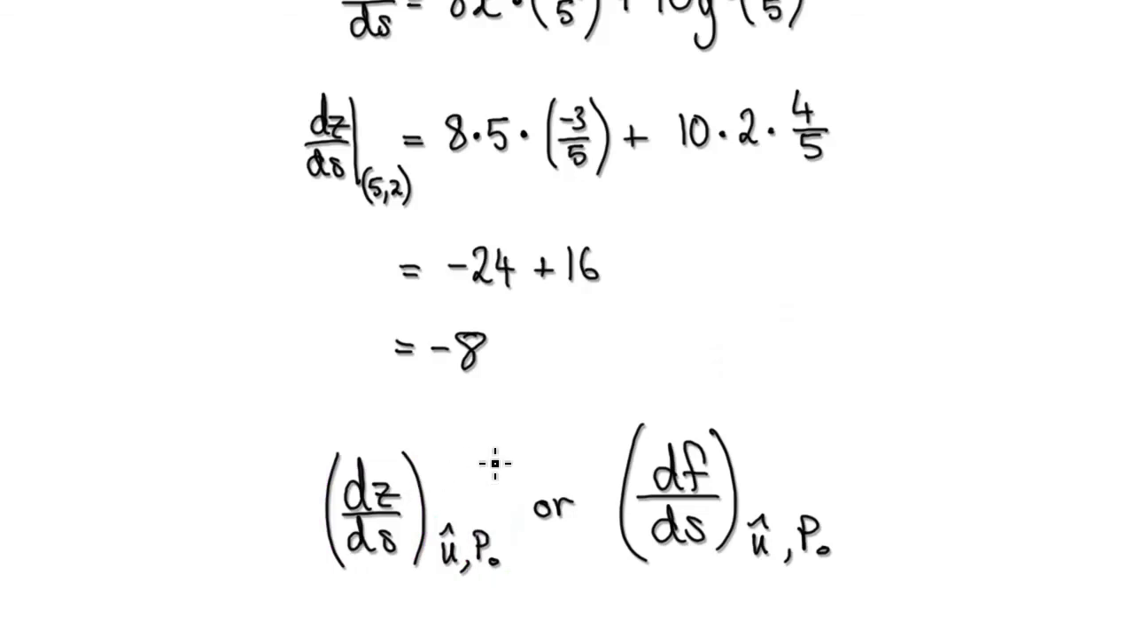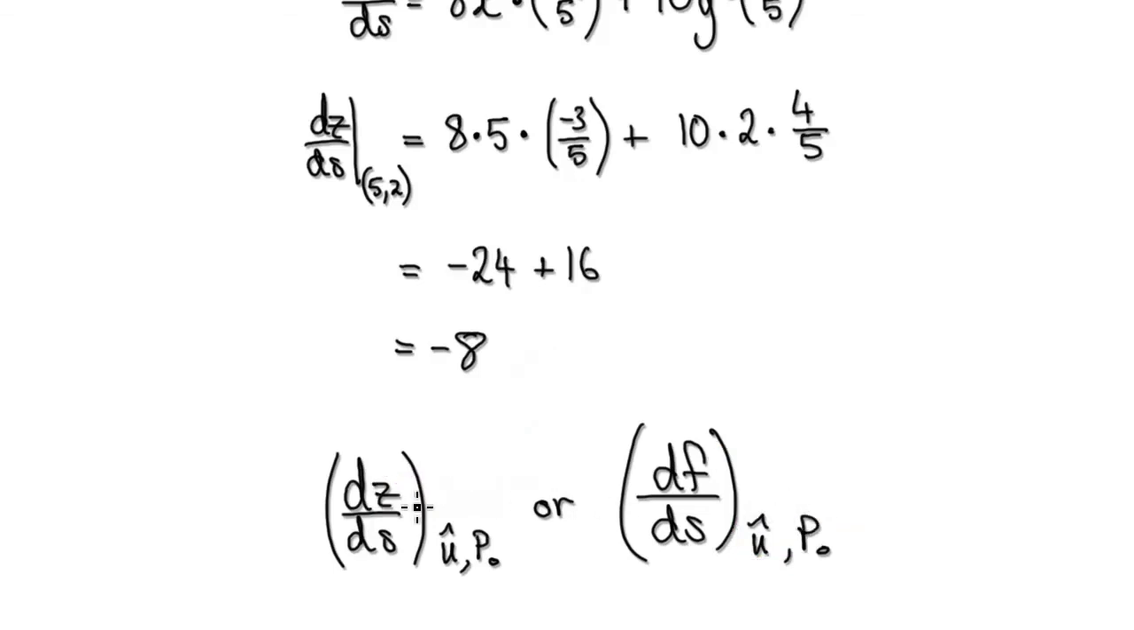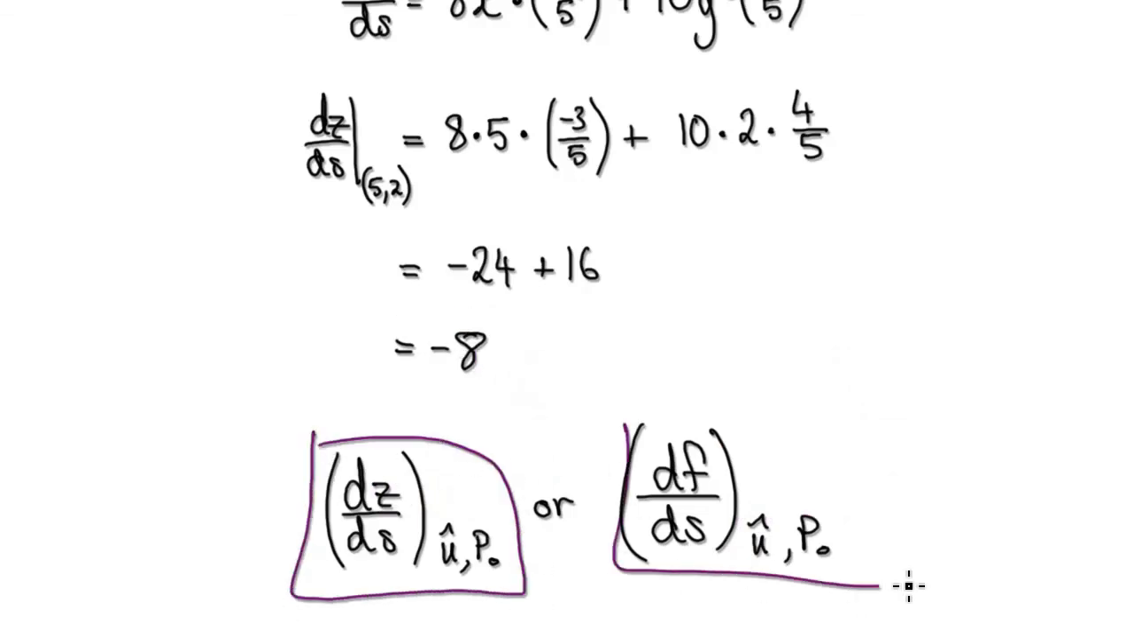So some books would actually use df, because if you think about it, f is a function of x and y. Or you can imagine it as z equals what. So you could use dz or you can use df. But you need to specify the direction, and you need to specify the particular point at which you want to evaluate the gradient. Okay, so our final answer is -8, but when it comes to the notation, you can use this or you can use this. Okay.